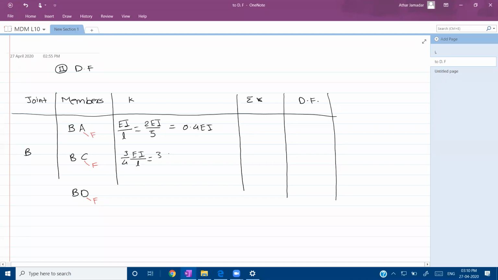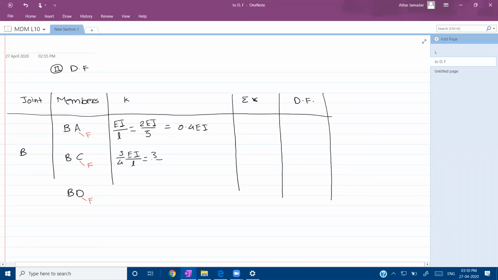And EI of BC is single EI. So 3 by 4 into EI divided by L of BC is 3. So 1 by 4, it is going to be 0.25 EI. And third, BD.